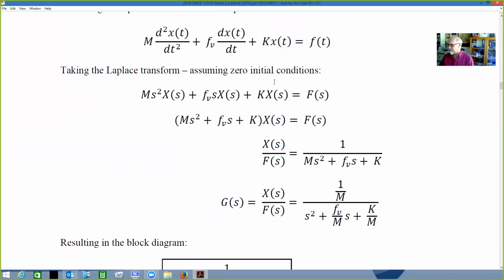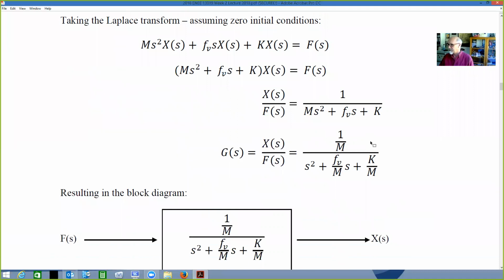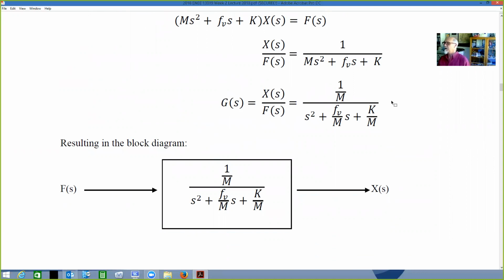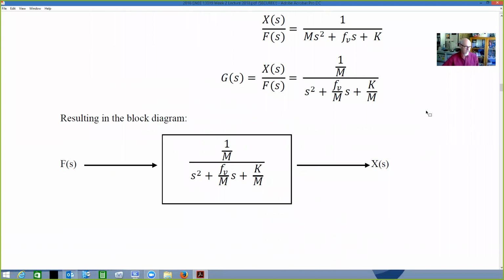We can rearrange this now to get our transfer function. And remember, the transfer function we wanted was the displacement, X(s), divided by the force, so that's F(s). So we end up with this expression. If we're going to draw a block diagram, that's our transfer function in algebraic form, and that's our transfer function in block form. So a nice easy block, but that's essentially what we're doing.